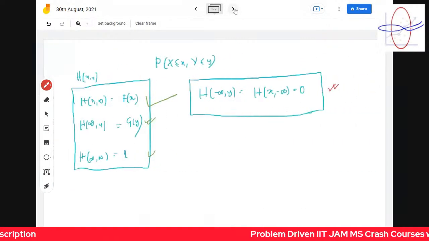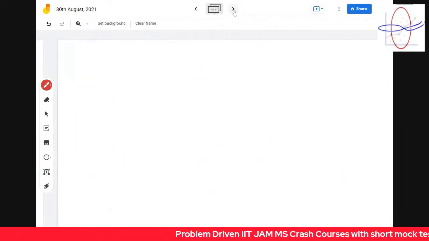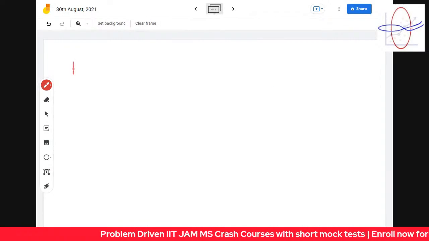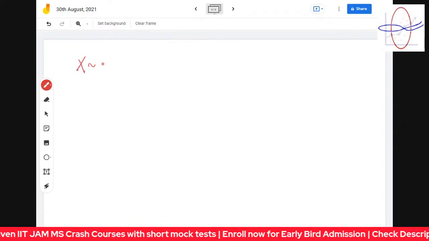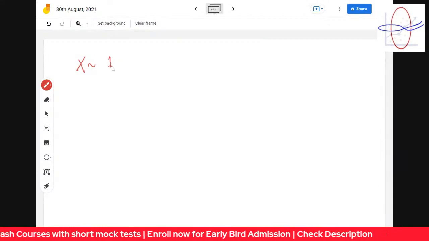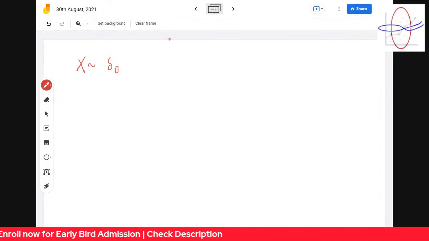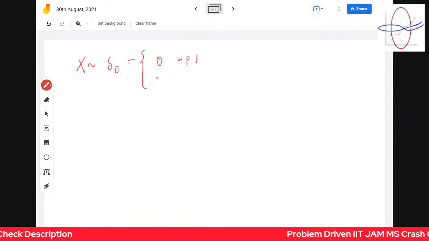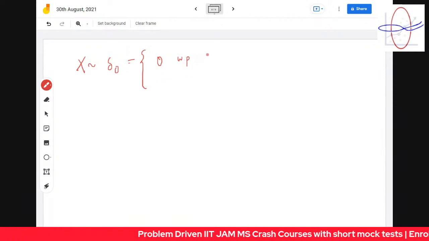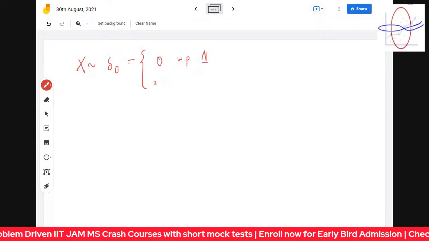Okay, so we will take a very special CDF. Let's take the random variable X that follows the indicator, or delta 0. What is delta 0? Delta 0 is a random variable which takes the value 0 with probability 1, and the rest with probability 0.